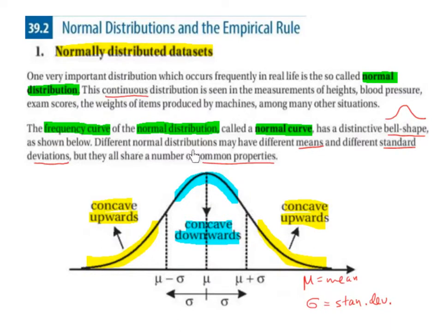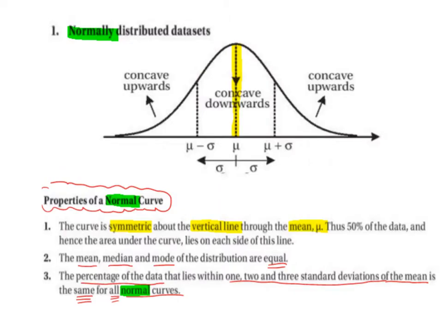Different normal distributions may have different means and different standard deviations, but they all share a number of common properties. So here are the properties of a normal curve. Here's our normal curve. Property 1. The curve is symmetric about the vertical line through the mean. So we see here this vertical line is a line of symmetry.